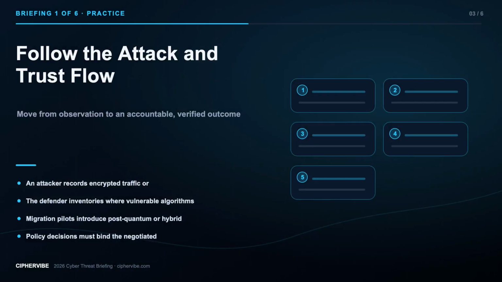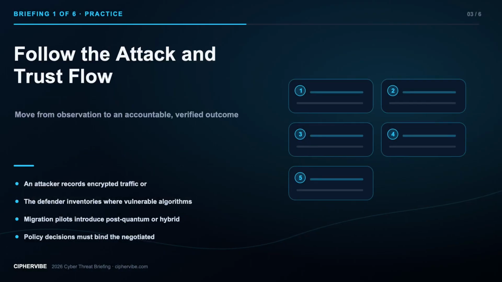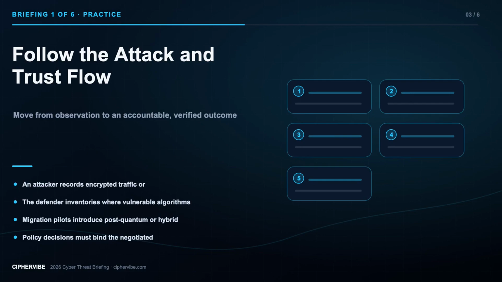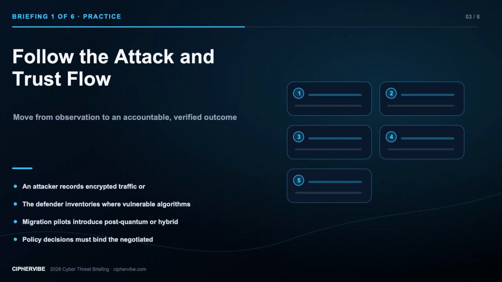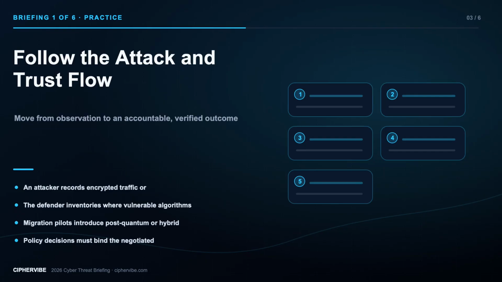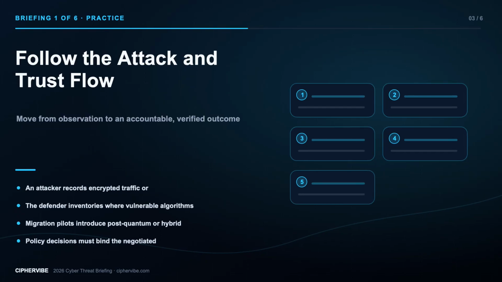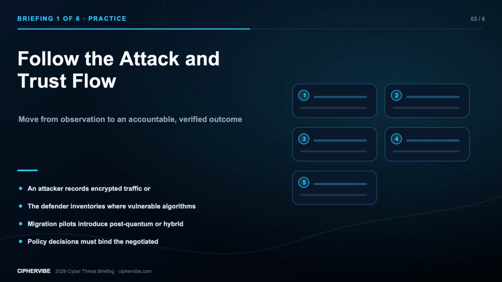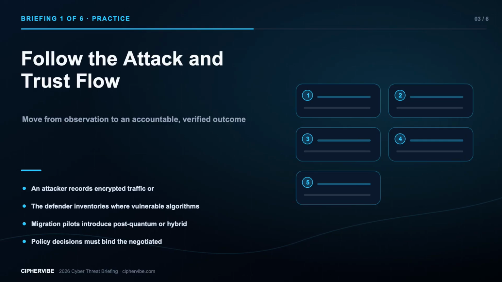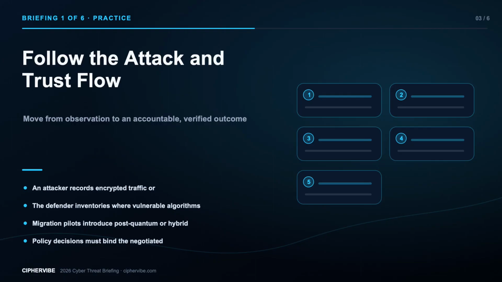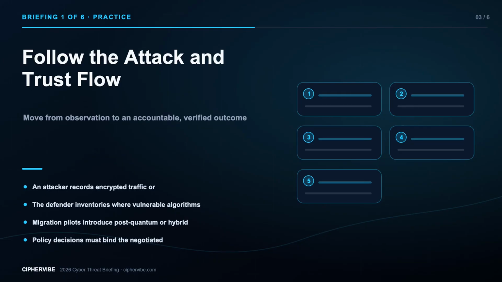Now turn the mental model into a repeatable workflow. First, an attacker records encrypted traffic or acquires protected archives today, preserving ciphertext for later decryption if key exchange becomes breakable. Second, the defender inventories where vulnerable algorithms appear across public key infrastructure, TLS termination, identity federation, service meshes, virtual private networks, firmware, and code signing.